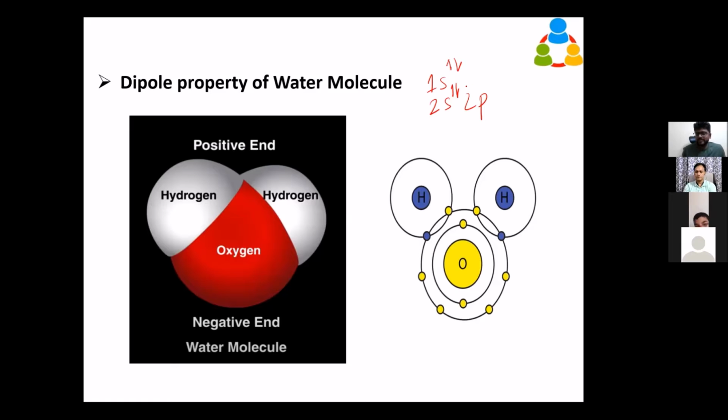Since the oxygen atom has 8 electrons, I am going to put those 8 electrons in these subshells and orbitals. P has 3 orbitals. So it will start to fill like this, 3 electrons. Then how many electrons are left? 1, 2, 3, 4, 5, 6, 7. So the 8th electron will sit here with opposite spin. With that, 8 electrons are completed.